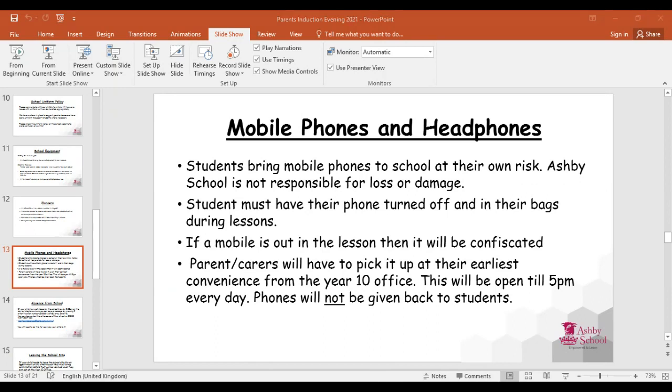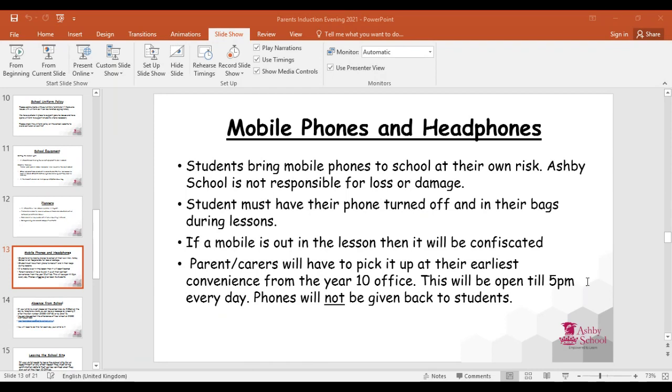Moving on to mobile phones and headphones. Students are allowed to bring phones in school, but it's all at their own risk. They must be turned off and placed in their bags throughout the day. If a phone or headphones are seen in a lesson, it will be confiscated. It is expected that parents and carers will pick it up at their earliest convenience from the Year 10 office. This will be open until 5 p.m.